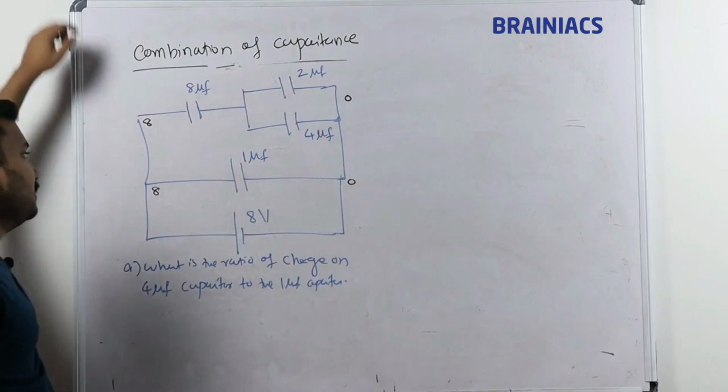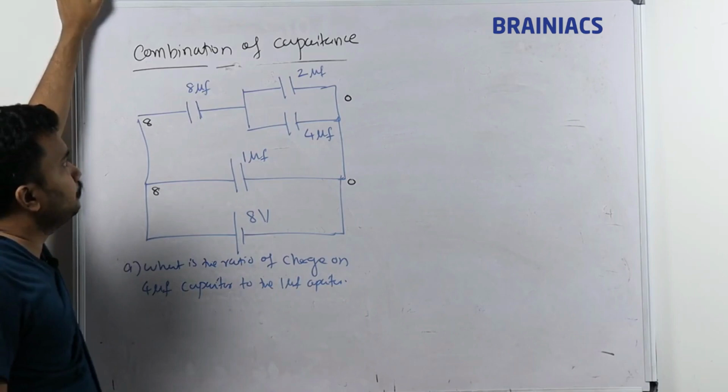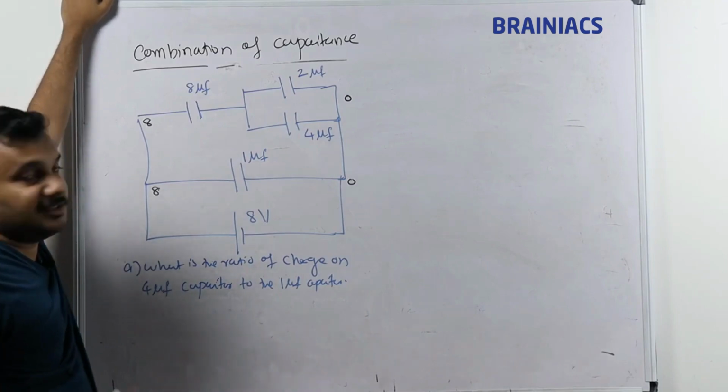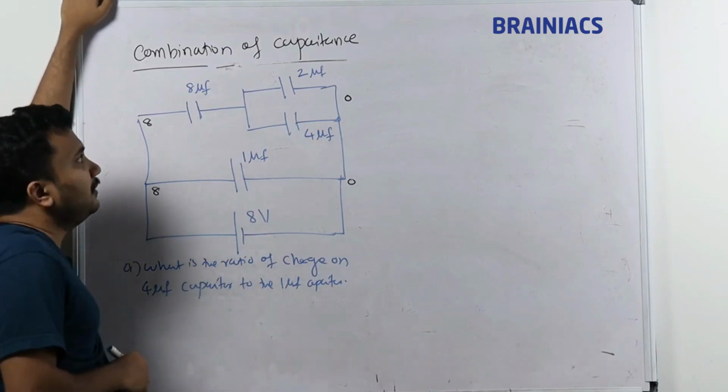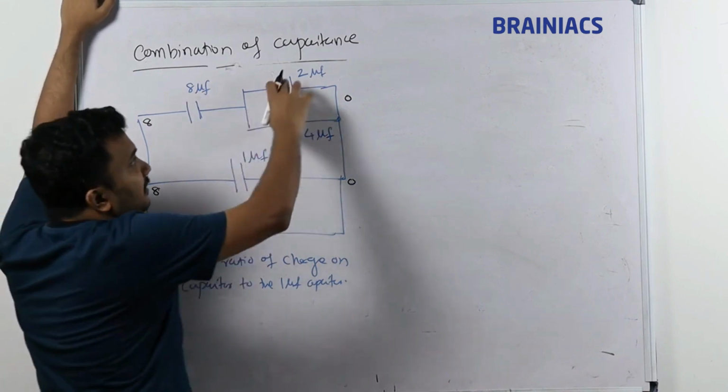So we got this one. We need to find out the charge. So we need to find out what is the charge flowing through this one. Then it is easy to find out. Okay, so let me redraw the circuit by combining the equal capacitances.